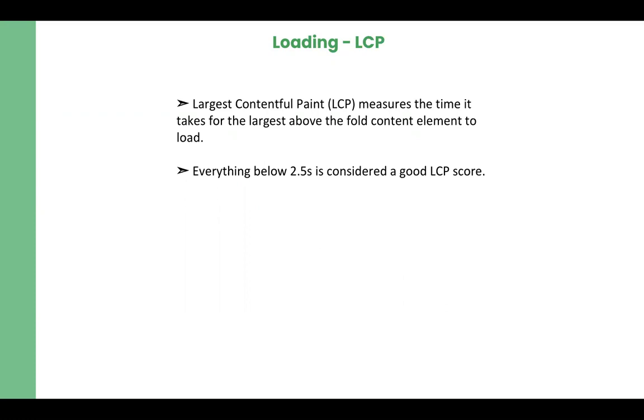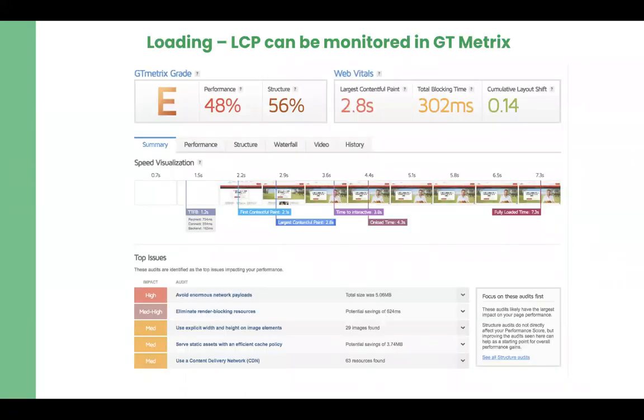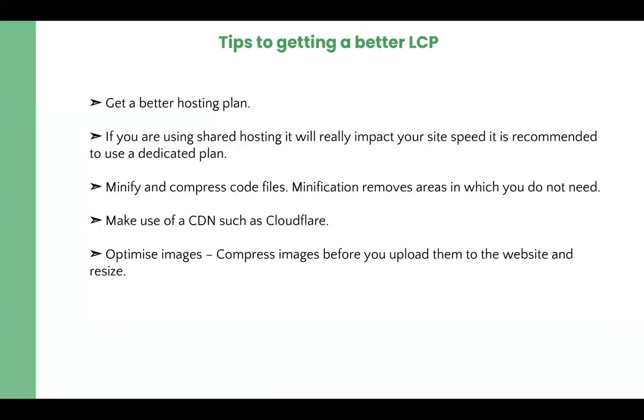It stands for largest contentful paint, and it measures the time it takes for the largest above the fold content element to load. Everything below 2.5 seconds is considered a good LCP score. Now, you can use tools like GTmetrix to track LCP. GTmetrix is one of the best tools on the market to track the load speed of the website and all the different areas that it involves.